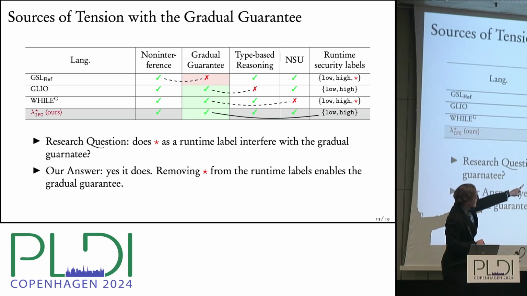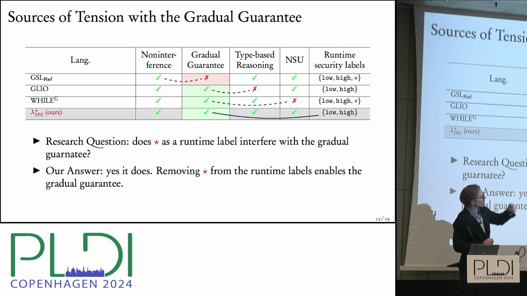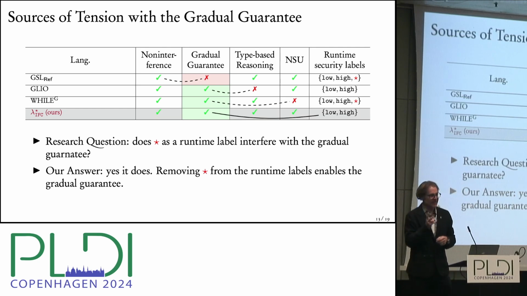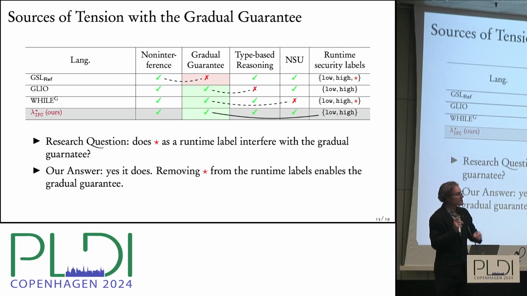Though it's kind of interesting, they also made another change, which is they got rid of the star as a runtime security level. So they made two changes to their language, and they claimed that the type-based reasoning one, the thing about cast, was what gave them the gradual guarantee. But when we saw that, we were like, when you change two things in an experiment, what about the other one?